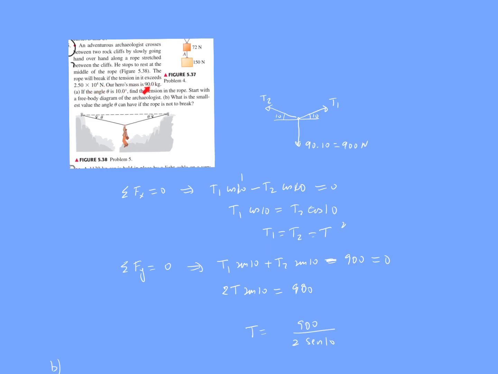The mass of the guy is 90 kilograms. It's question A. If the angle is 10 degrees, find the tension in the rope. Okay, let's do it. So we are going to apply Newton's law.